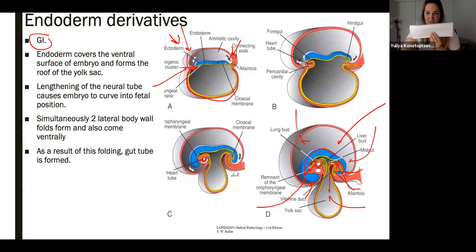I repeat, this is the foregut right here. Do you see any connection to the yolk sac? No. This is the hindgut. The only connection it has is to the allantois, but we'll talk about it next semester. It's not important this semester. So midgut is the only one that has a connection to the yolk sac, and that connection is called the vitelline duct.